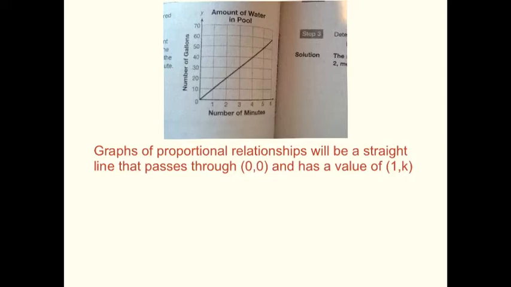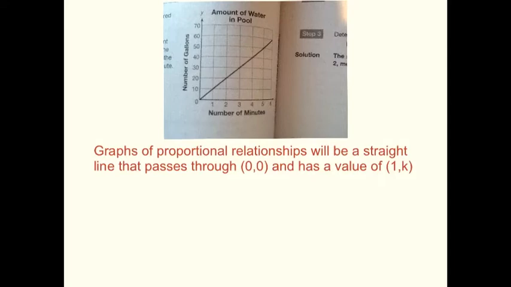So if I look at this graph, which is the amount of water in a pool, and the relationship is between the number of gallons in the pool and the number of minutes it takes to fill up the pool. This is a graph of the data table that you saw in the last video. So graphs of proportional relationships have three qualities that you need to remember. One, they have to be straight lines. So the minute you see a graph that's not a straight line, then that relationship is no longer proportional.